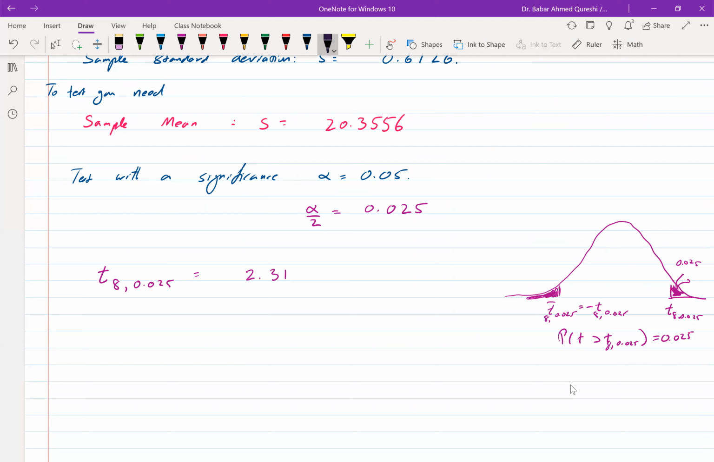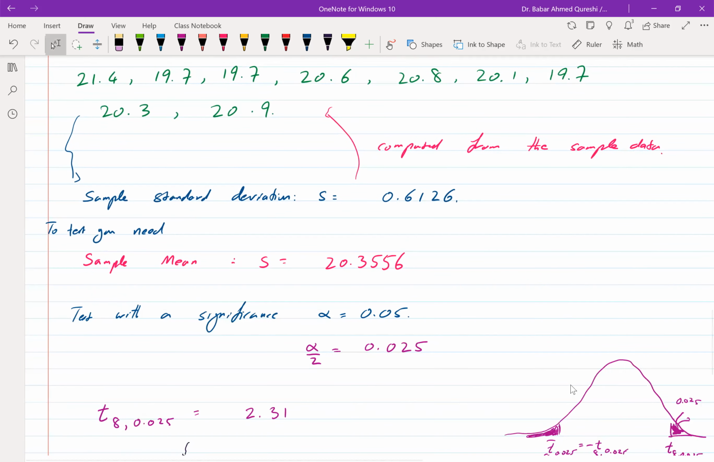So now I can compute the upper critical value. That's going to be 20, my tested mean, the mean which I'm testing, plus 2.31 into 0.6126 over 3. So this is 20.47.